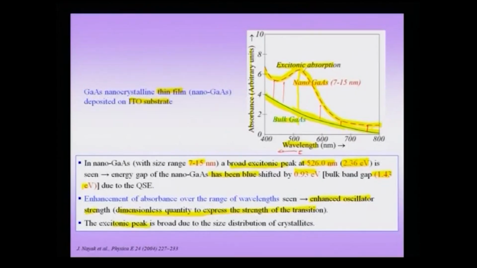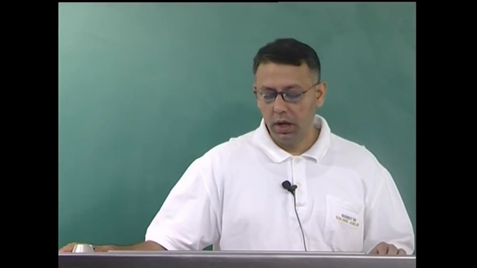And we have already noted that the excitonic peak or the absorption peak is broad because of the distribution of crystallite sizes. So, here we have a clear cut example of a nanocrystalline gallium arsenide film on an ITO substrate, which shows an absorption property which is very different from that of the bulk gallium arsenide. And the important thing to note is that the absorption peak is now blue shifted, that means it is occurring across a larger band gap, and there is a peak where there was no peak in the case of the bulk gallium arsenide.